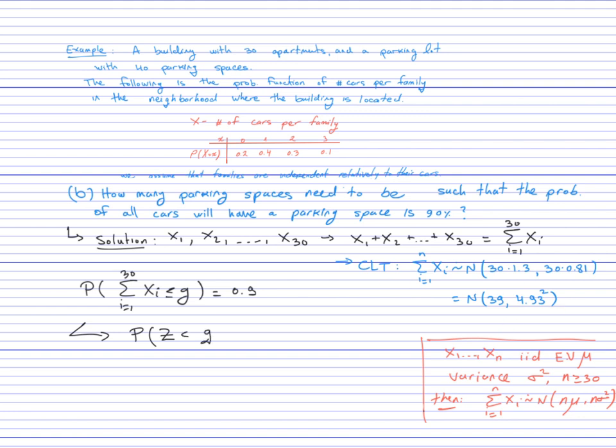How do we normalize? We take G, subtract the expected value, and divide by the standard deviation. That equals 0.9. Next, we need to use the Z table and check what value gives us 0.9. If you remember, or otherwise use the Z table, it's 1.282. That means that G minus 39 over 4.93 equals 1.282, meaning that G equals 45.32, so it's approximately 46. That means that if you have 46 parking spaces, the probability that all cars will have a parking space is 90%.